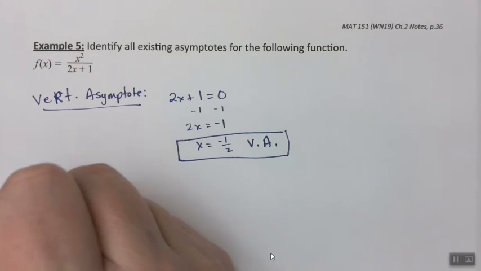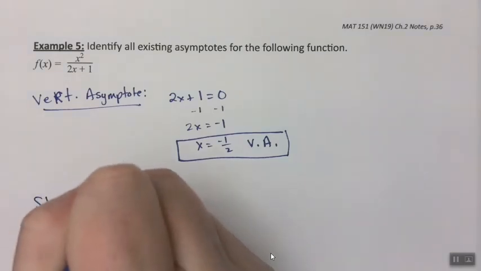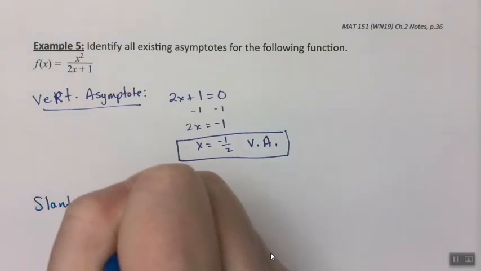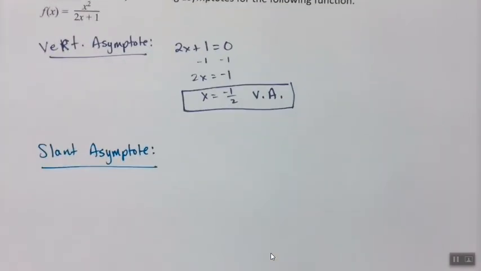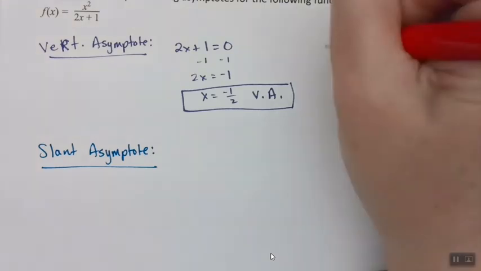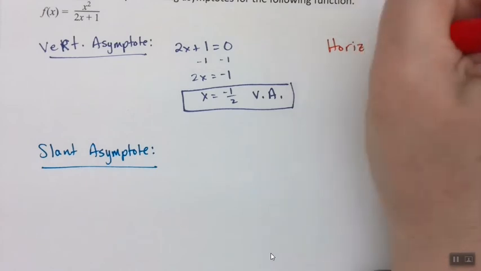All right, now the slant asymptote. Well, that's going to be not so much fun. I mean, I'm going to enjoy it, but I don't know if you will. In order to find the slant asymptote, you actually have to do polynomial long division. Oh, let me make just a real quick note here. Horizontal asymptote, I'm going to say none.